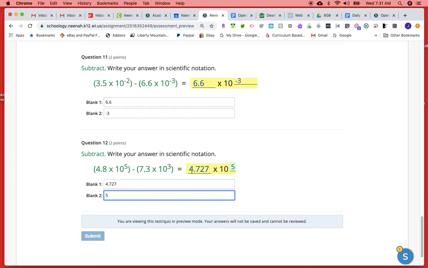And lastly, we review our answer to make sure it is in correct scientific notation. 4.727. Looking at our coefficient, 4 is in between 1 and 10, so that works. And our exponent is not a fraction. We know that works. So this is in correct scientific notation.